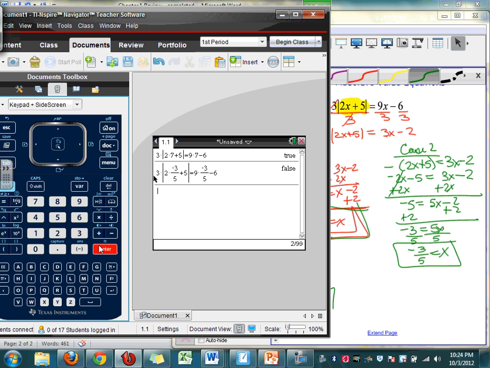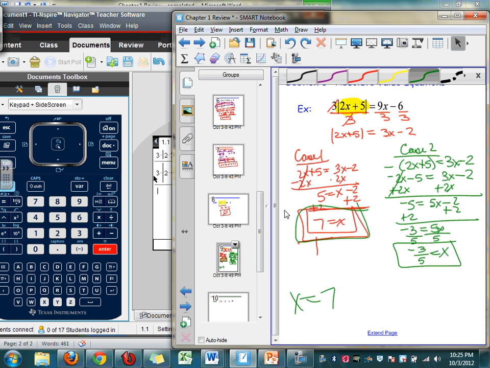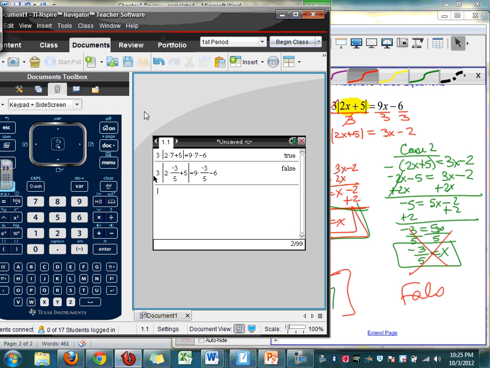And hit enter. And it's going to say that whenever I plug in negative 3/5, that's a false answer. So since that's a false answer, this one is not going to give me an answer. That's an extraneous solution, and the only answer that I have is going to be x equals 7. That is my solution. Yes, I know I didn't show you that for your other quizzes and tests, but now for those people who actually watched the video today, you have something that other people did not.